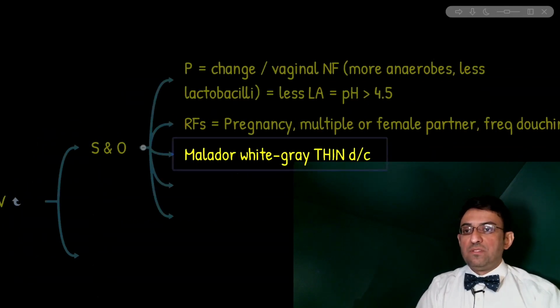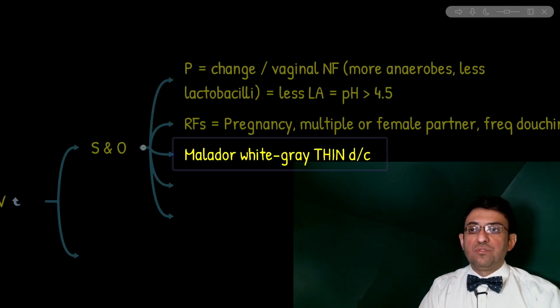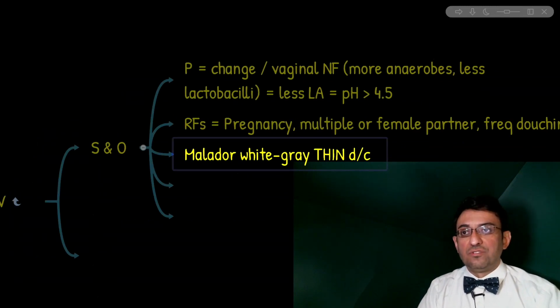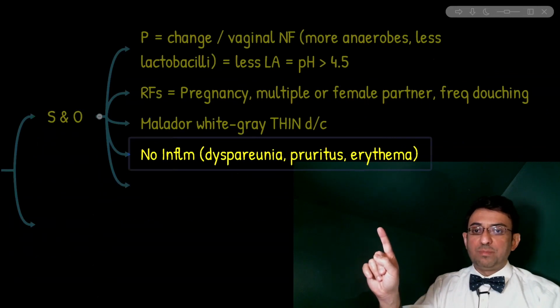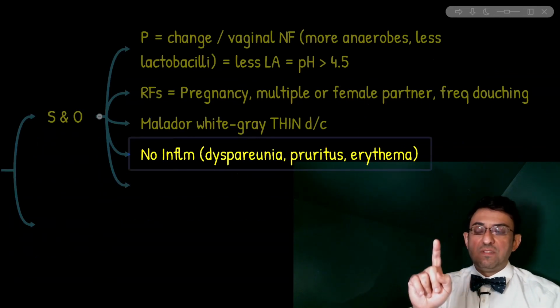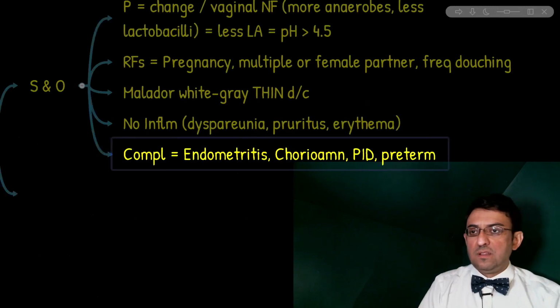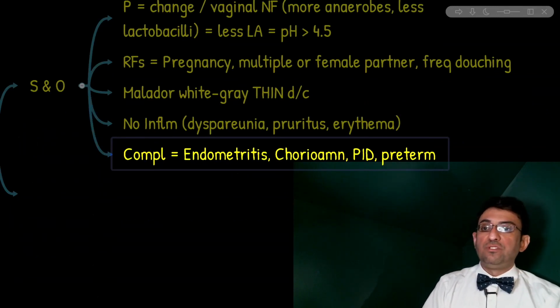Once more, what are the symptoms of bacterial vaginosis? Malodorous, white-gray, thin vaginal discharge. Always remember, symptoms of inflammation such as dyspareunia, pruritus, and erythema are absent. How the malodorous discharge is described? Fishy or stale odor. What are the possible complications of bacterial vaginosis? Endometritis and pelvic inflammatory disease, chorioamnionitis, and preterm deliveries.